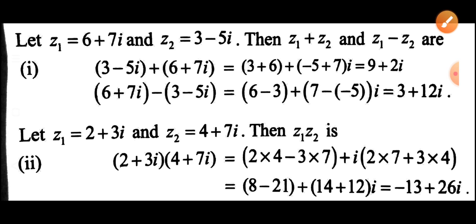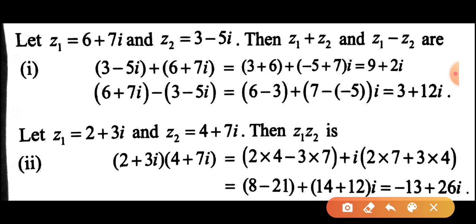Next, we are going to discuss some example sums. First sum: let z1 equal to 6 plus 7i, z2 is equal to 3 minus 5i. Then find z1 plus z2 and z1 minus z2. We are going to find z1 plus z2, that is the sum of two complex numbers. z1 minus z2 is the subtraction of two complex numbers.